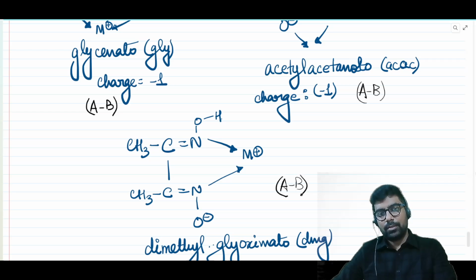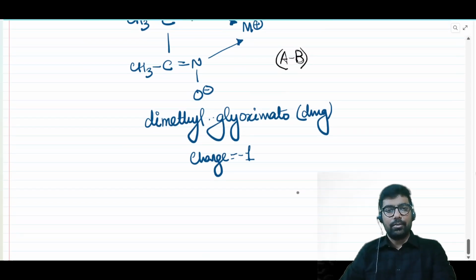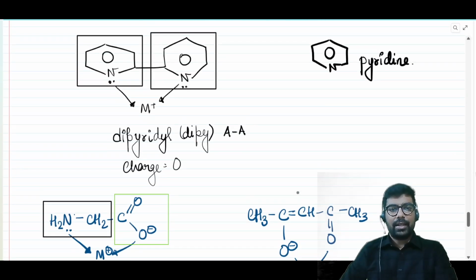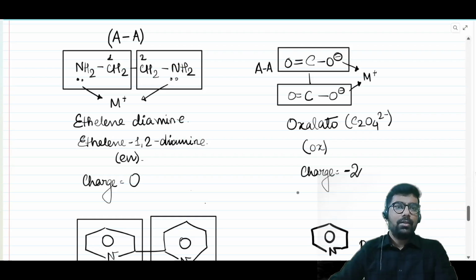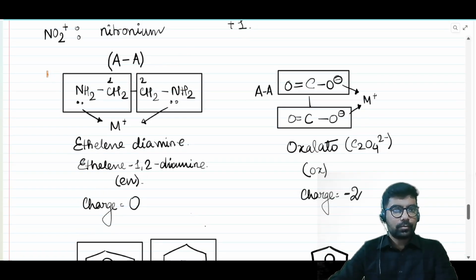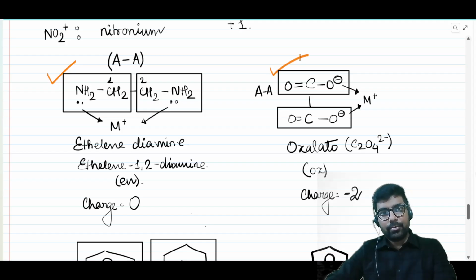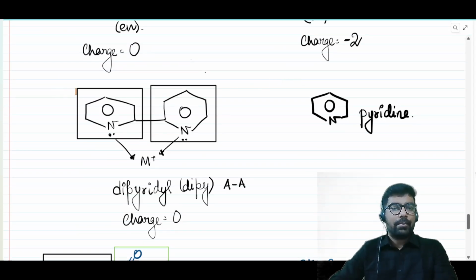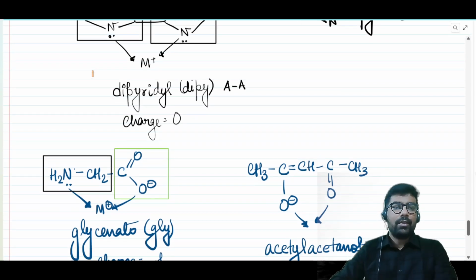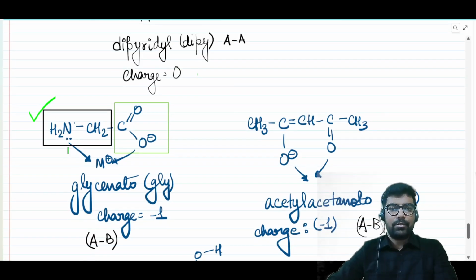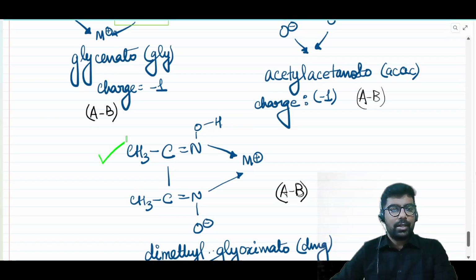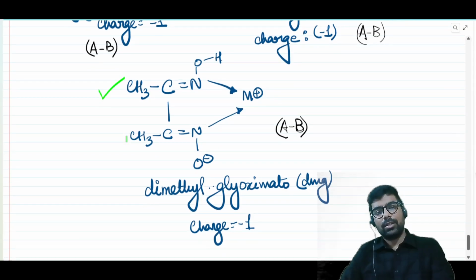Just remember this: when bidentate ligands can be divided into two equal parts, they are AA type, like ethylene diamine is AA type, oxalato is AA type, dipyridyl is AA type. And when the two parts are not the same, they cannot be divided into two equal parts. These are AB type, like glycinato is AB type, acetylacetonato is AB type, and similarly dimethylglyoximato or DMG is also AB type.